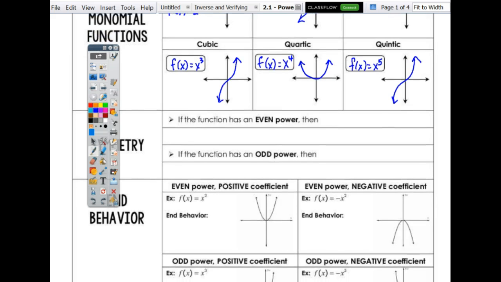So if the function has an even power, it has y-axis symmetry. So it's symmetric around the y-axis. If the function has an odd power, then it has origin symmetry.